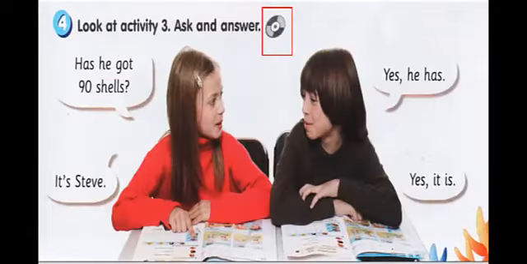Activity 4. Look at activity 3. Ask and answer. Has he got 90 shells? Yes, he has. It's Steve. Yes, it is.